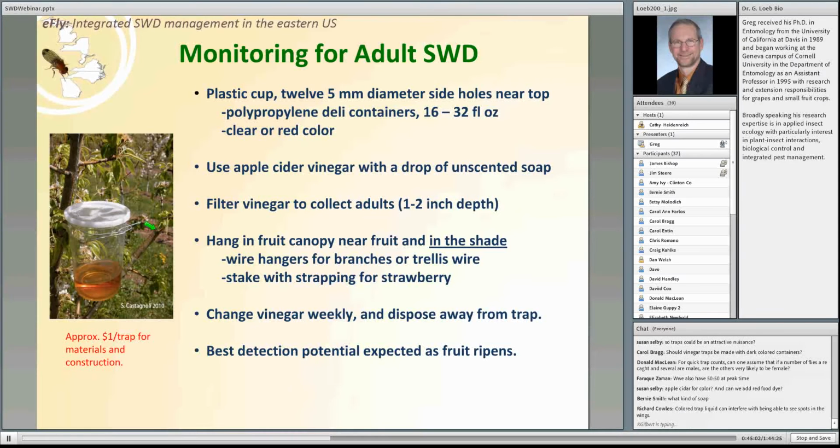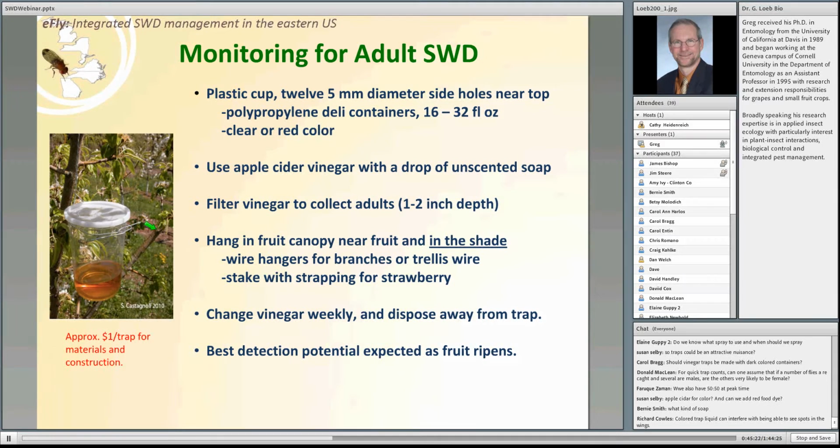Bernie Smith was asking what kind of soap. I think any kind of unscented dishwashing detergent, not laundry detergent, is what we can use, and you just need a drop of it in there. And in fact, I'm not even sure it's super necessary. That's just been the general recommendation.